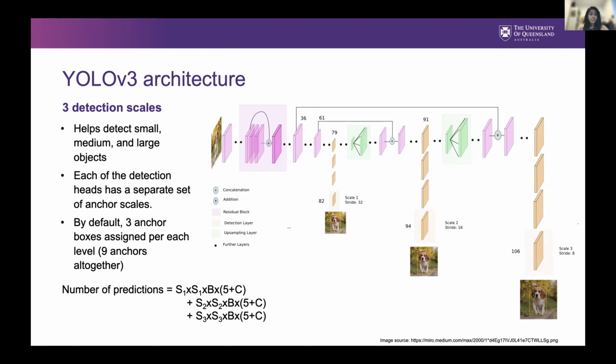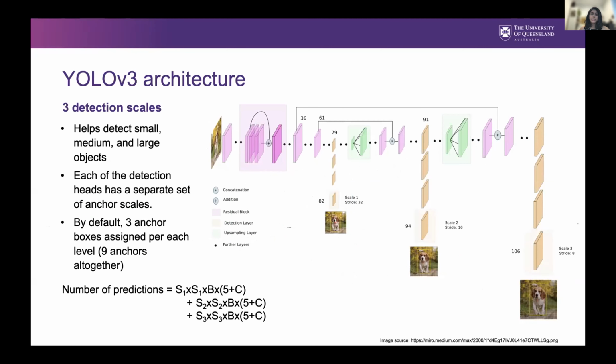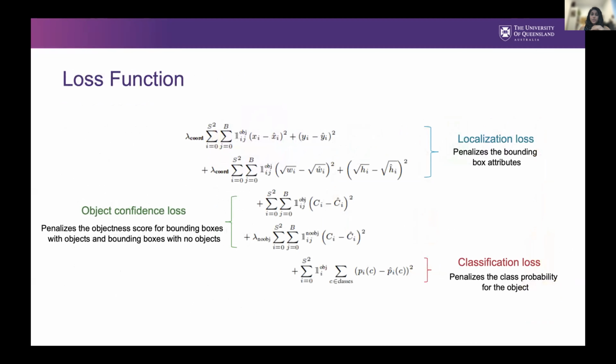Because of this, in YOLO v3, you have a large number of predictions that's possible to be done, right? Because at each scale, the grid cell size is also different. The loss function of YOLO v3 is composed of 3 different parts. So we have a localization loss, which works on the bounding box attributes and whether the bounding boxes are predicted correctly and penalizes that.